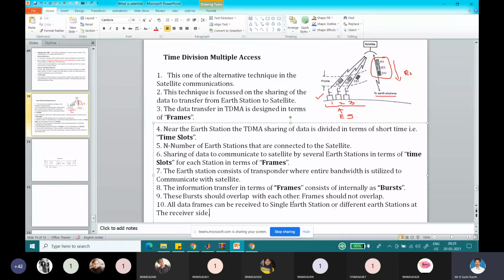All the data that is received once again towards the earth station, all the frames are combined and they are received at the earth stations. It may be received by a single earth station or by the different earth stations that are present. So this is about time division multiple access. In time division multiple access, we are discussing frames. Frames are nothing but information. We'll start with that now.